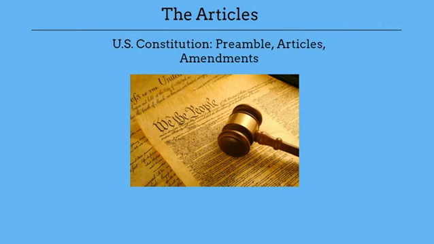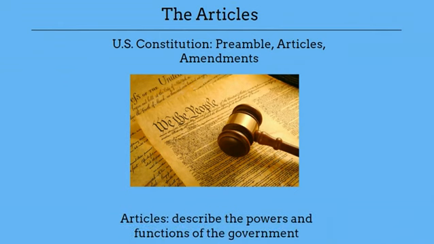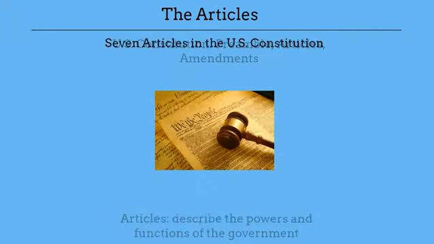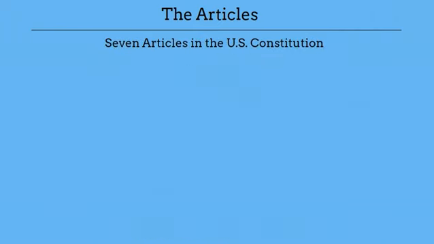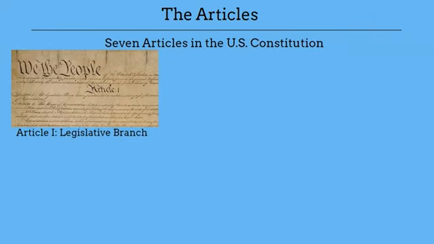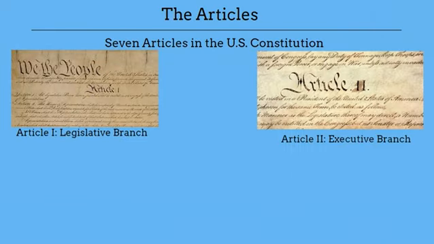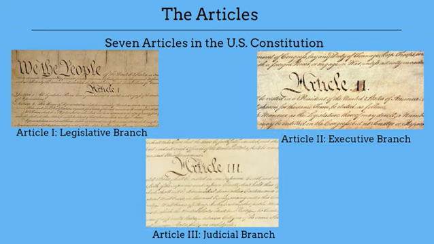The U.S. Constitution is divided into a preamble, articles, and amendments. The articles are the section of the document that describe the powers and functions of the government. There are 7 articles in the U.S. Constitution. Article 1 focuses on the legislative branch. Article 2 lists the powers of the executive branch, and Article 3 describes the powers of the judicial branch. So let's begin with Article 1, the legislative branch.